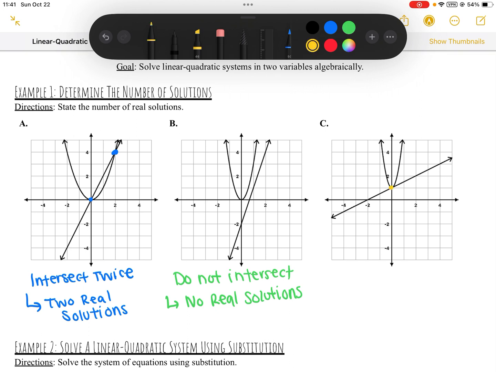And then for C, my two graphs intersect once. So that means I am going to have one real solution. So if they intersect twice, that's two real solutions. They don't intersect at all, no real solutions. And then if they only intersect once, and that should say once, not one, that means there's going to be one real solution.